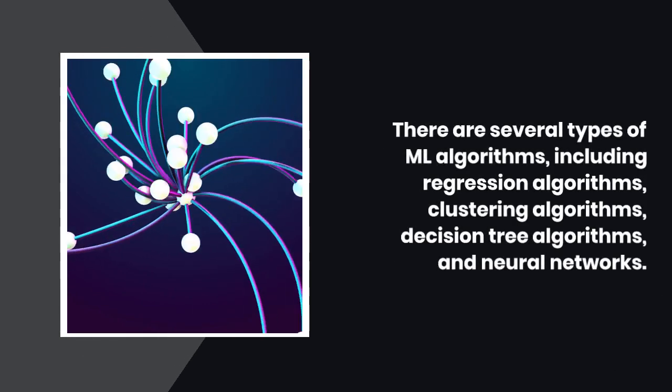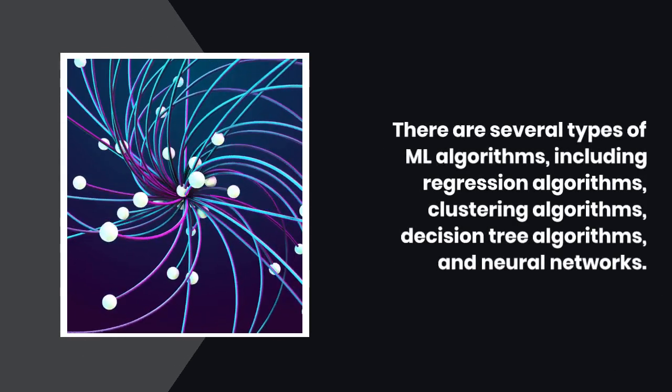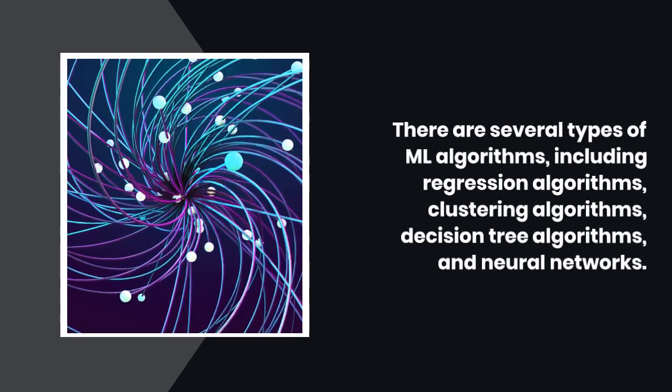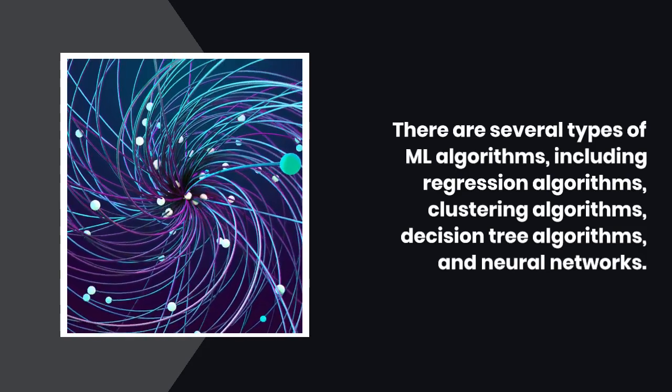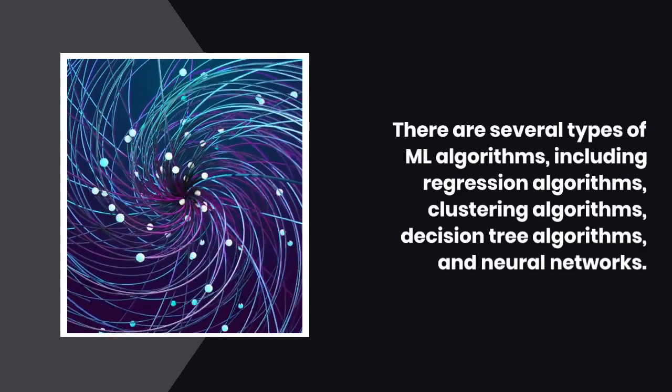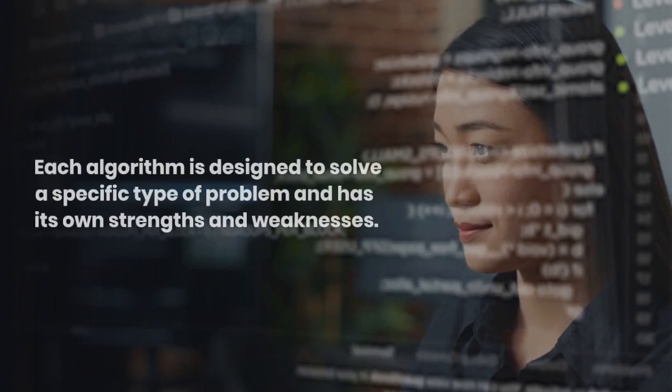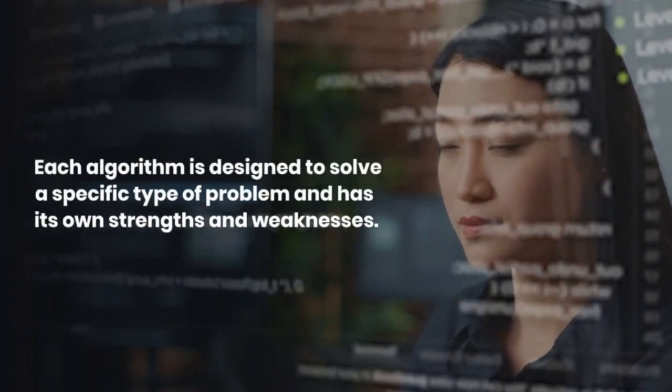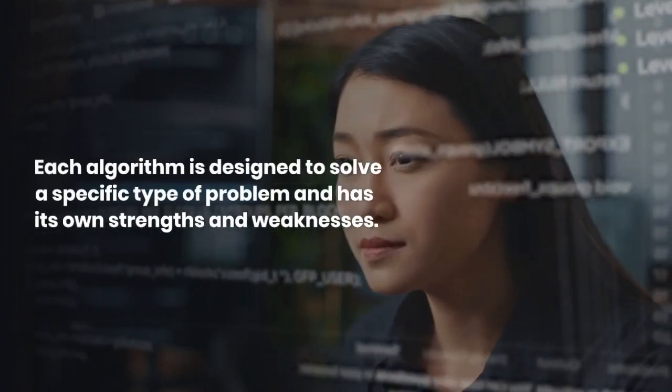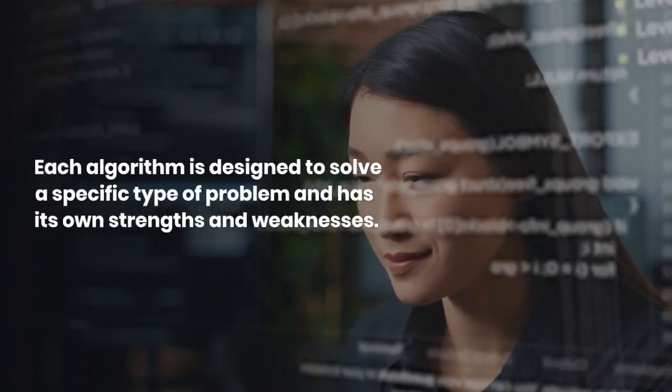There are several types of ML algorithms, including regression algorithms, clustering algorithms, decision tree algorithms, and neural networks. Each algorithm is designed to solve a specific type of problem and has its own strengths and weaknesses.